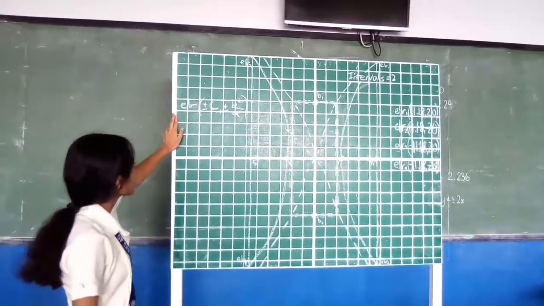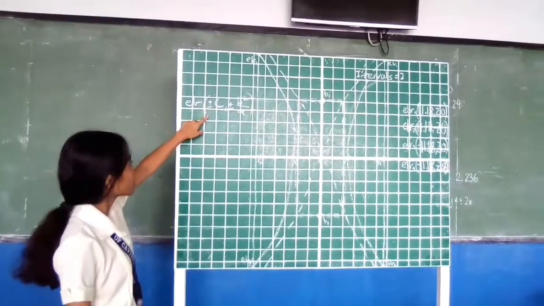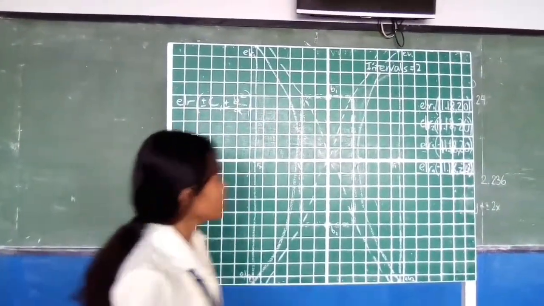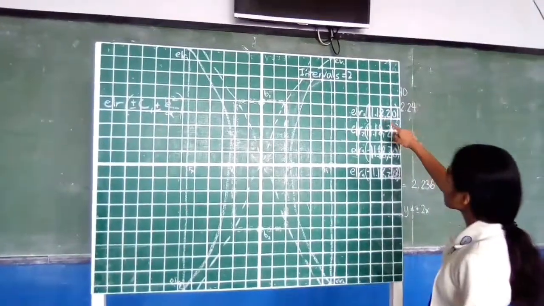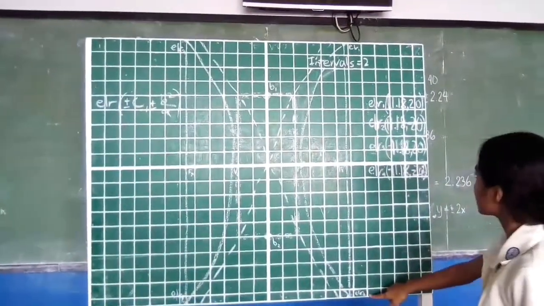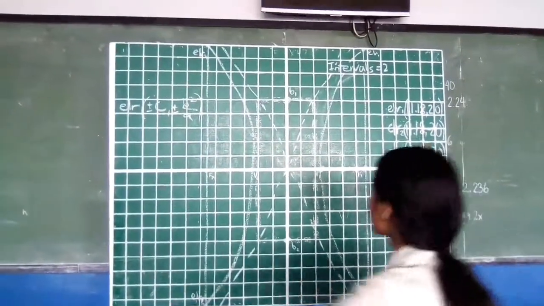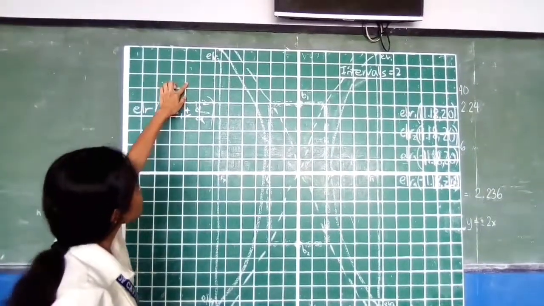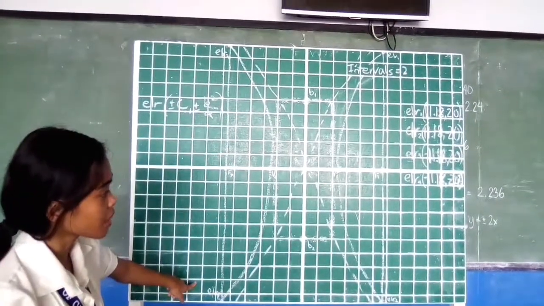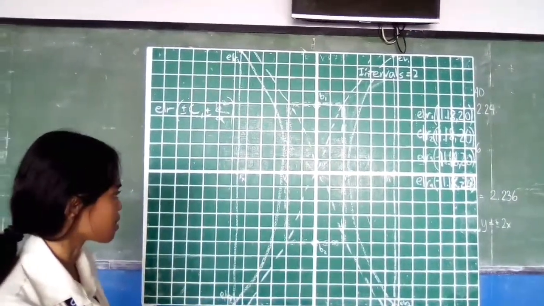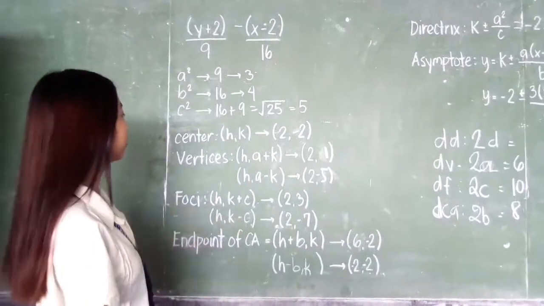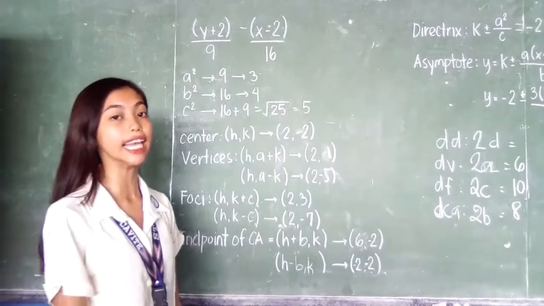To find the endpoints of the latus rectum, we use positive and negative c and positive negative b squared over a. For the ELR1, 11.18, 20 and ELR2, 11.18, negative 20. ELR3, negative 11.18 and 20. ELR4, negative 11.18 and negative 20.